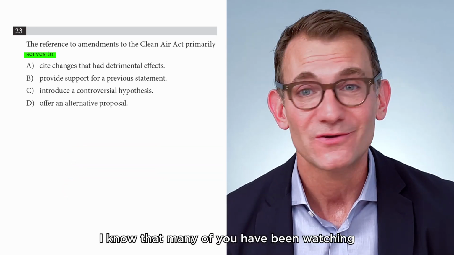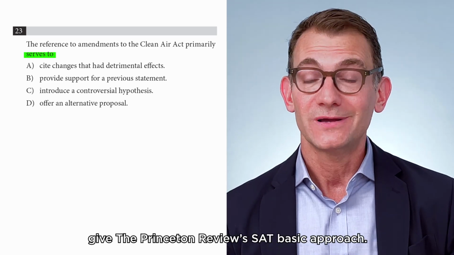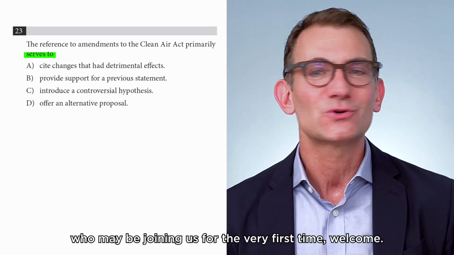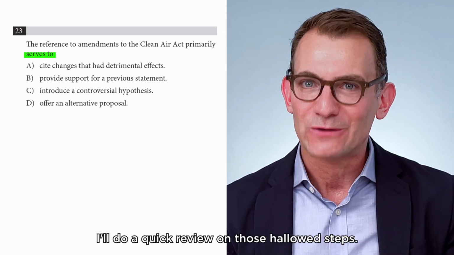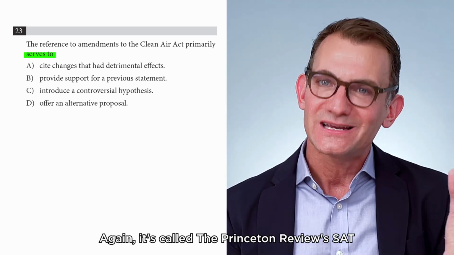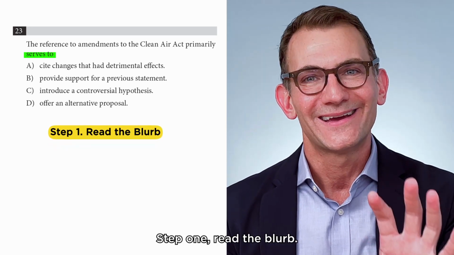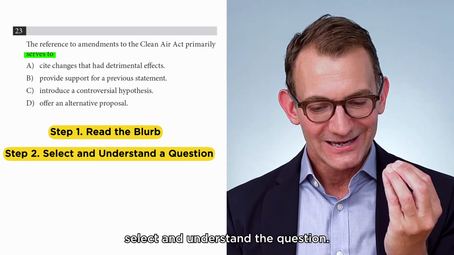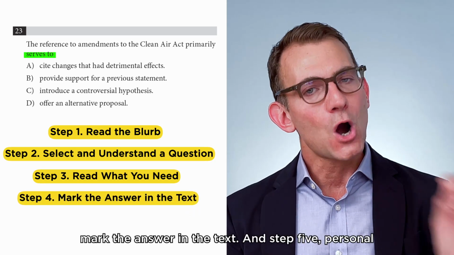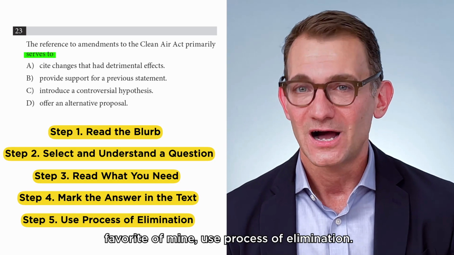Now, I know that many of you have been watching these videos dutifully, and hence you could verbatim give the Princeton Review's SAT basic approach. But for those of you who may be joining us for the very first time, welcome. I'll do a quick review on those hallowed steps. Again, it's called the Princeton Review's SAT reading basic approach. There are 5 steps altogether. Step 1, read the blurb. Step 2, select and understand the question. Step 3, read what you need. Step 4, mark the answer in the text. And step 5, personal favorite of mine, use process of elimination.